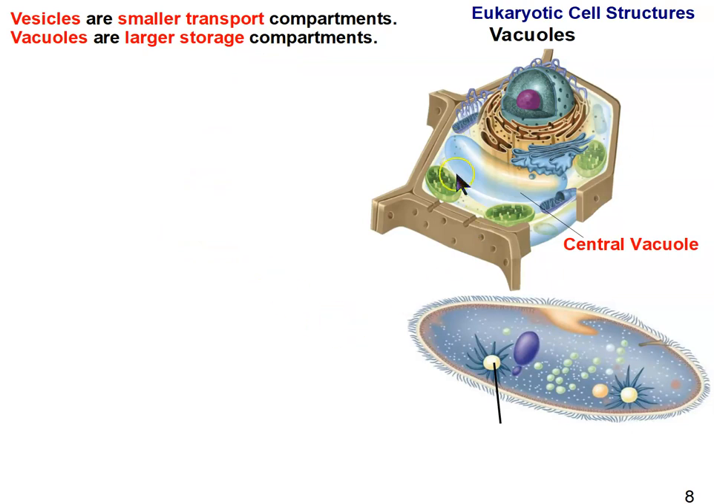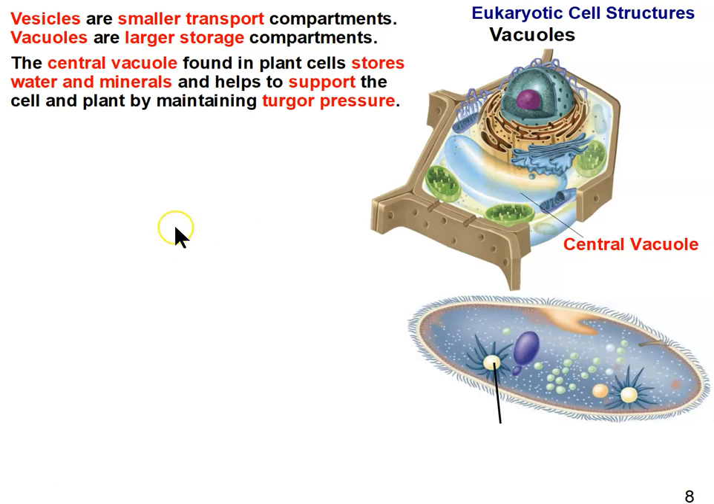So in plant cells, if you'll recall from that diagram, this is the same diagram that we labeled on the earlier slide. The central vacuole is this huge vacuole that sits in the middle of the cell. That's why it's referred to as central. And it stores water and minerals. It also supports the cell. Its secondary function is to support the cell because the water that is in there is under pressure, produced by osmosis of water into the central vacuole.